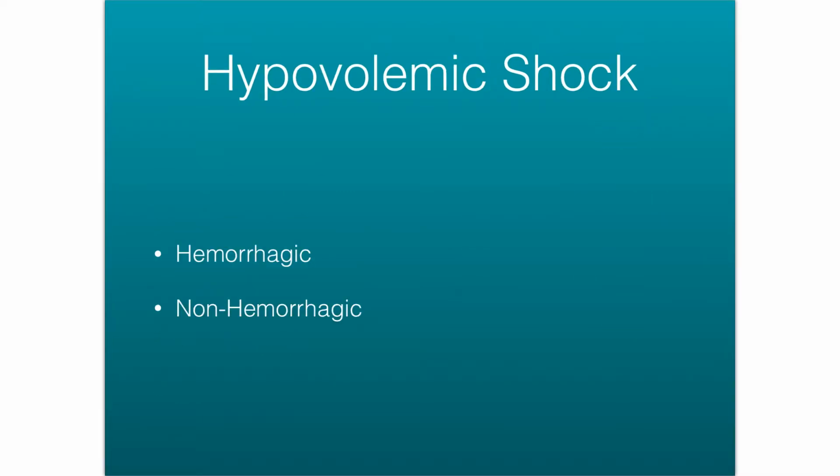So hypovolemic shock, there's 2 types here. We can have blood loss, which is hemorrhagic, or we can have non-hemorrhagic, which is usually considered plasma loss, or could be dehydration. So if you have a real hot day and you're out working hard in the yard and not drinking anything, you become dehydrated, and that's also non-hemorrhagic shock. Both of these will lead to a drop in perfusion and drop in blood pressure.